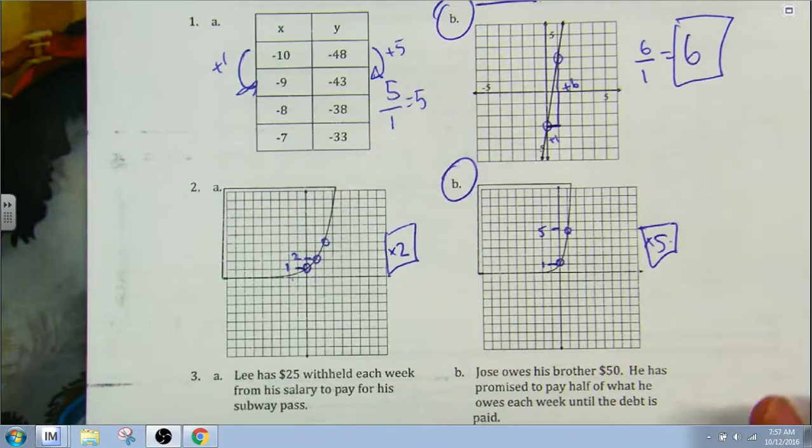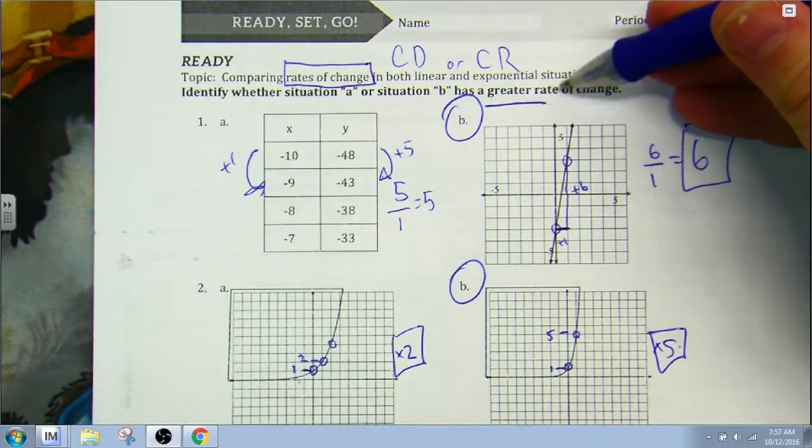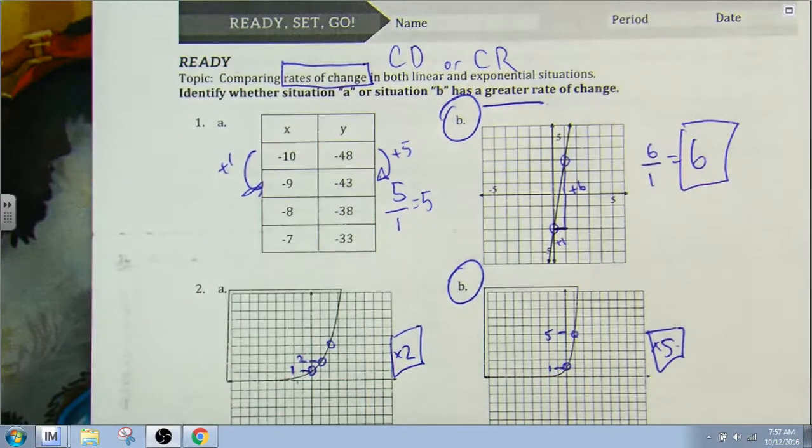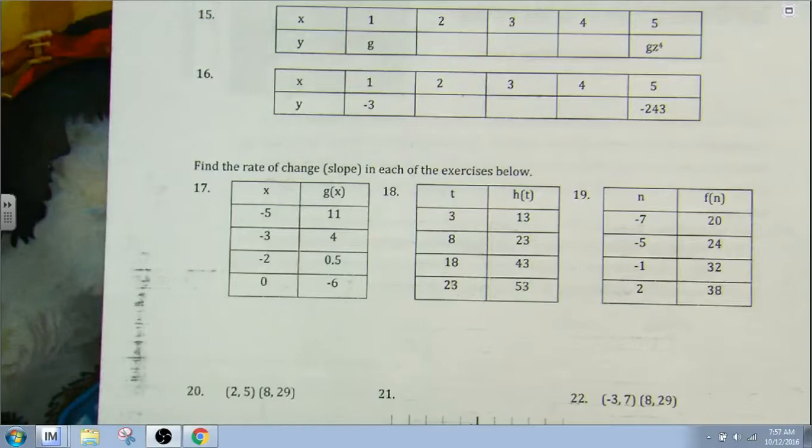It'll give you word problems, it'll give you different things, but ultimately what we're doing is we're looking to find the common difference if it's arithmetic, or the common ratio if it's geometric, and figure out which one has the higher, or in this case, greater rate of change. So that's the first section.